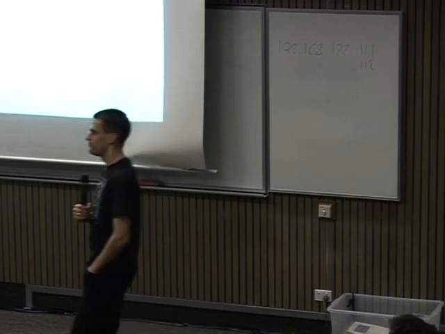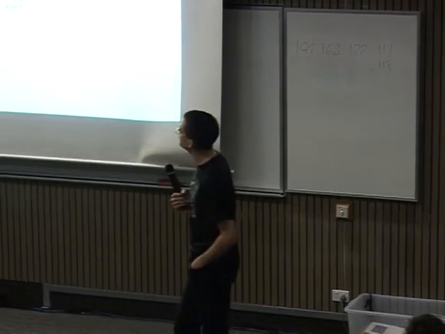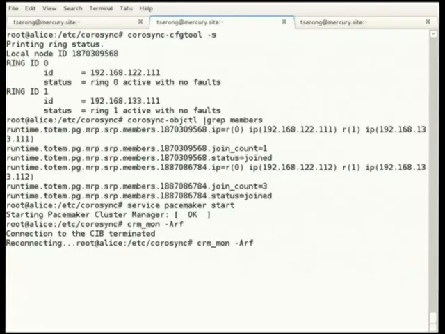What arguments did you pass to CRMMon? The question was, what arguments did we pass to CRMMon? It's ARF. Andrew, can you please implement a dash B option? So what does that do?